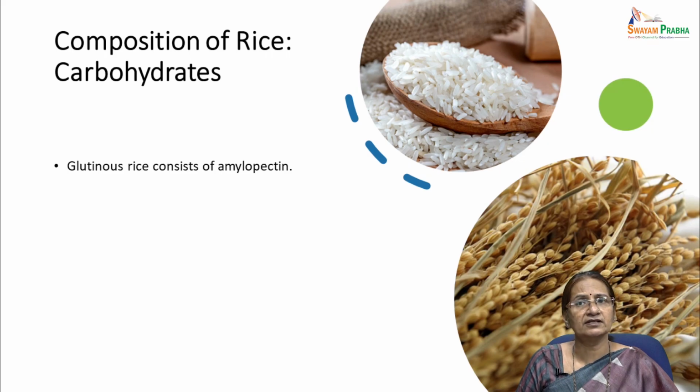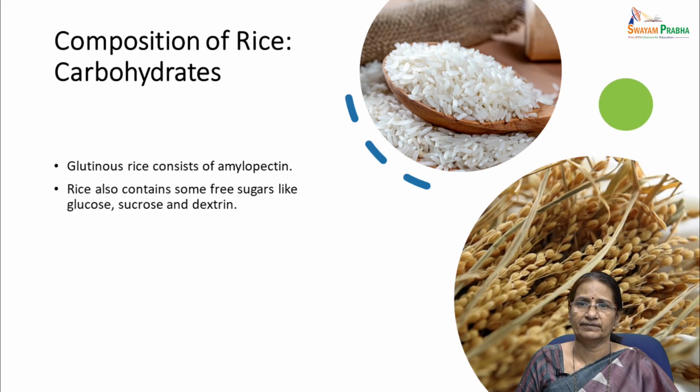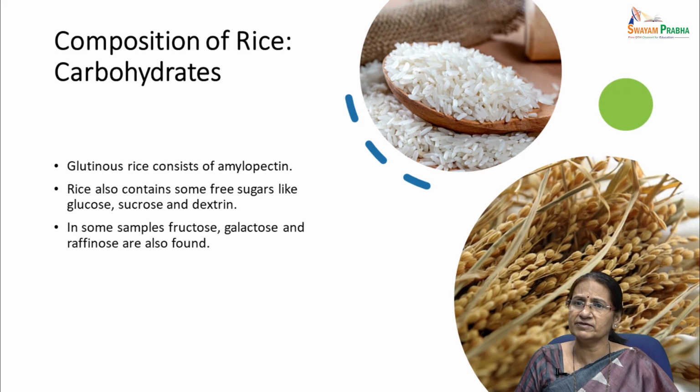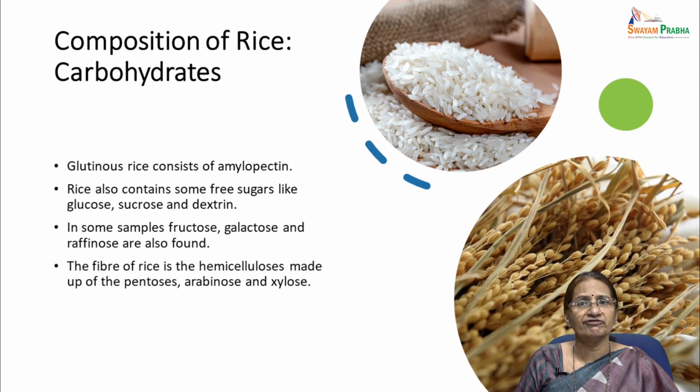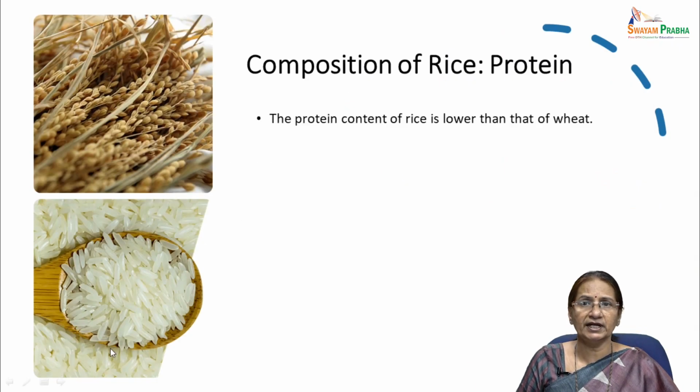Glutinous rice consists almost entirely of amylopectin. Rice also contains some free sugars like glucose, sucrose, and dextrin. In some samples, fructose, galactose, and raffinose are also found. The fiber of rice is the hemicelluloses made up of pentoses, arabinose, and xylose. The protein content of rice is lower than that of wheat.